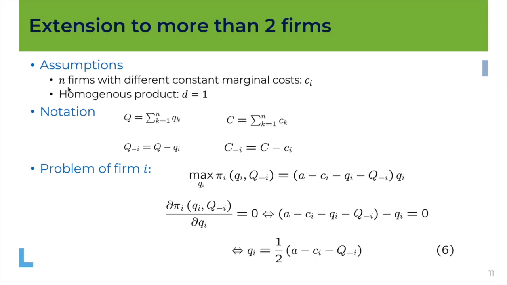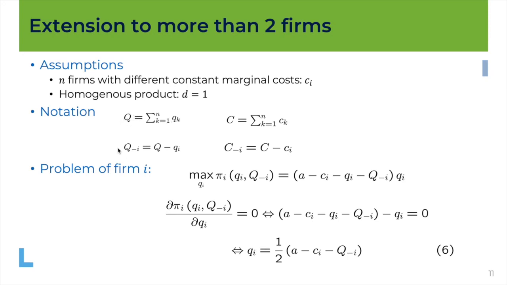Okay, so there are any number of firms. N can be larger than 2. And we still continue to assume that they have a constant marginal cost, but this marginal cost can be different from one firm to another. So we use Ci to denote the cost of firm i. To simplify here, we take the product being homogeneous, so D is equal to 1.